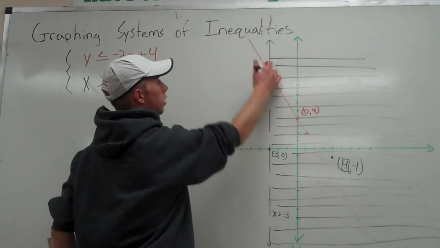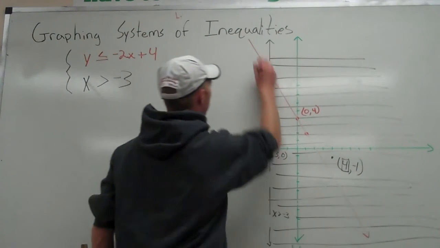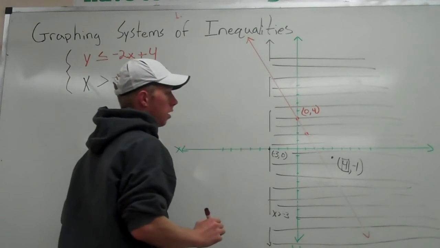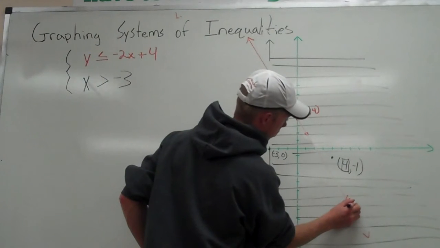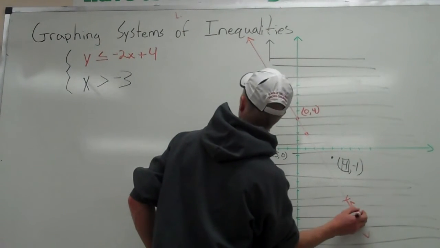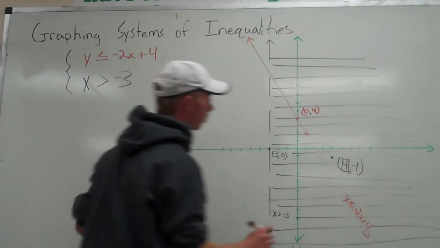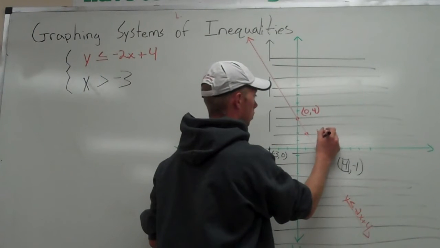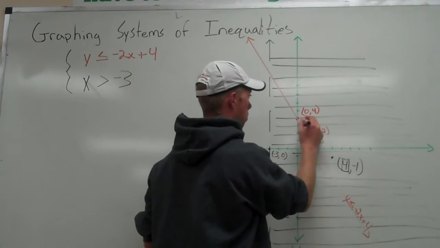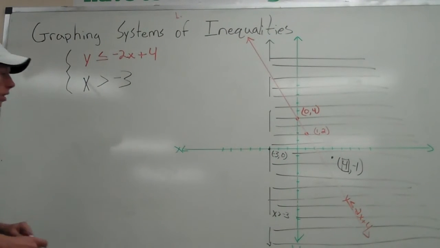And I want to make sure I draw my line far enough that it goes through my other line that I've drawn. Label your line with your equation, y less than or equal to negative 2x plus 4. Label your points, 1, 2, and 0, 4.